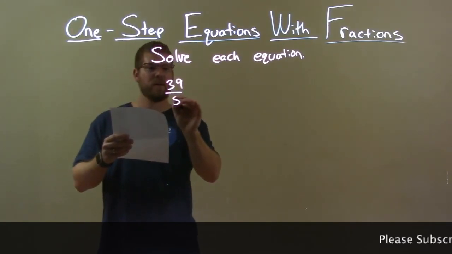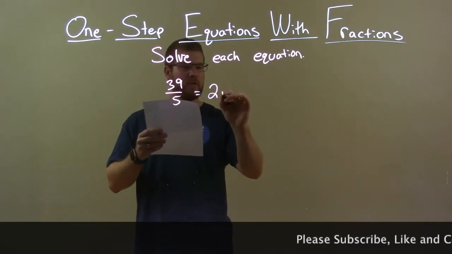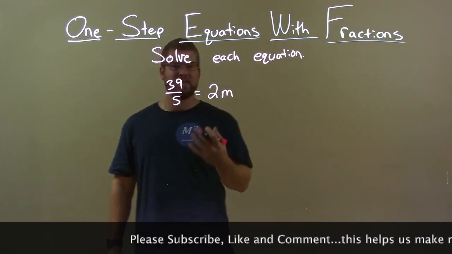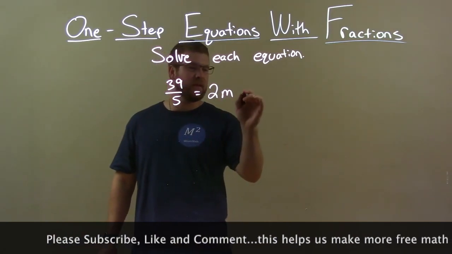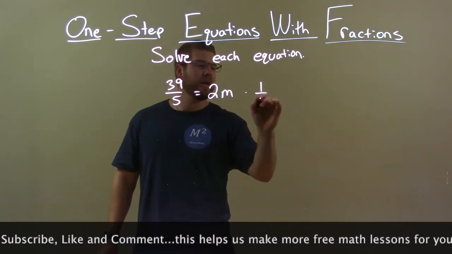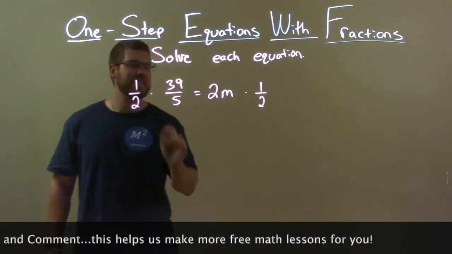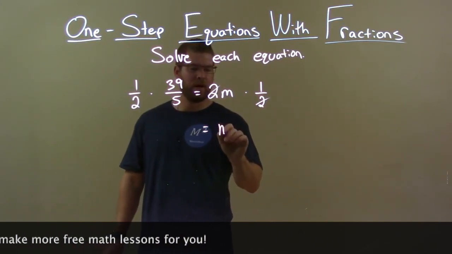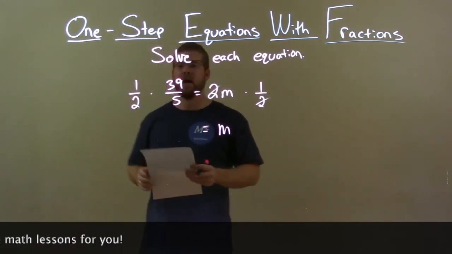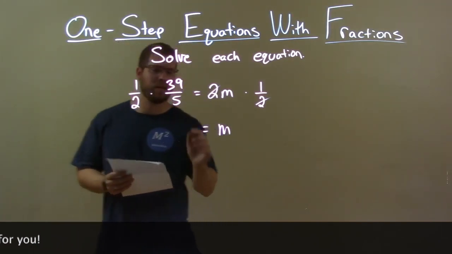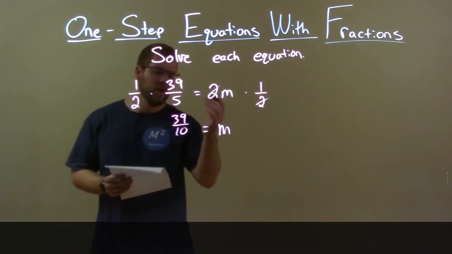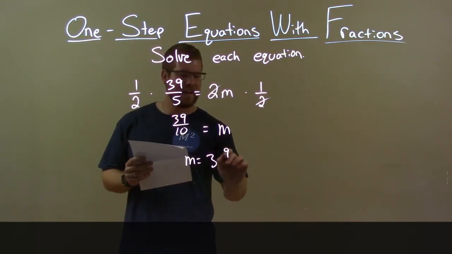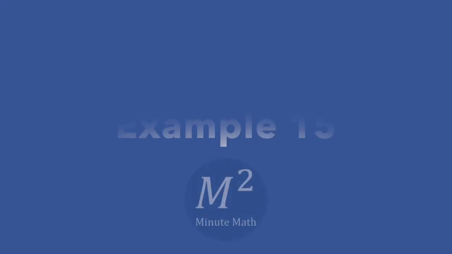39 over 5 equals 2 times m, right? Well, we know that's multiplication going on there. Opposite of multiplication is division, or we can see it like this, multiply by the reciprocal, 1/2, to both sides. And I find it's easier with fractions. This eliminates the 2, right? The 1/2 times 2 is just 1, so we have m by itself on the right. And now we have 39 over 5 times 1/2. Well, that becomes 39 over 10, which then simplifies, and we can rewrite it, have m come first. m equals 3 9/10 as our final answer.